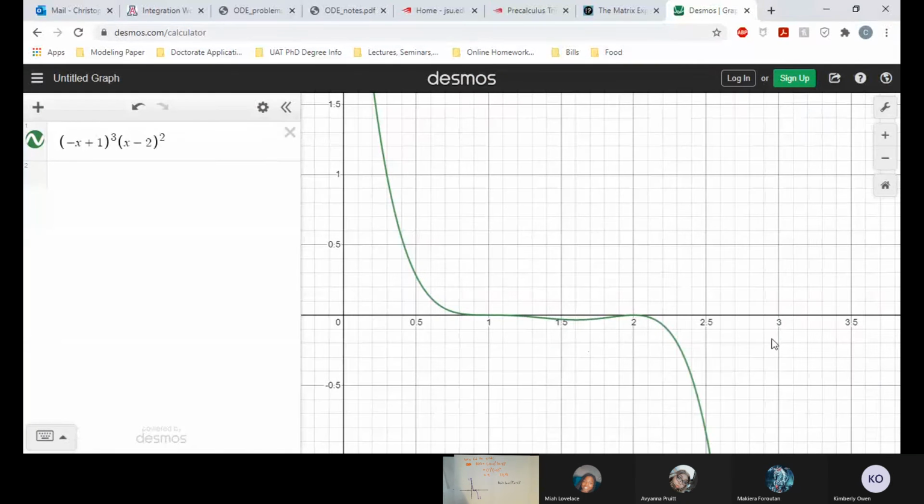So here is the actual graph. We see it's got the right end behavior. On left, it's pointing up. On right, it's pointing down.